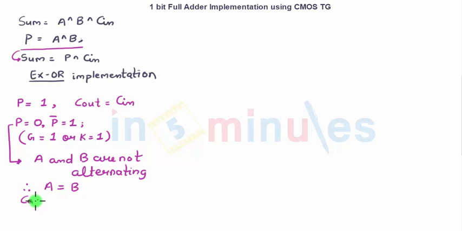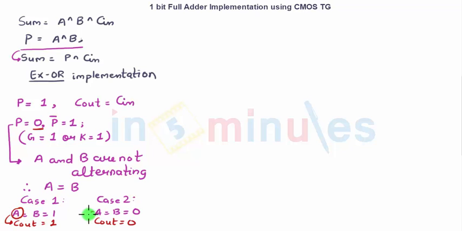Now there can be two cases. Case 1, when A equal to B equal to 1, and case 2, when A equal to B equal to 0. If both of them are 1, we know that our C out is equal to 1, and if both of them are 0, we know that our C out is equal to 0. So can we easily say our C out when propagate is equal to 0 is nothing but the value A or B, because A is 0, C out is 0, A is 1, C out is 1, or we can also say because B is 1, C out is 1, B is 0, C out is 0. So we'll just implement this using transmission gate.